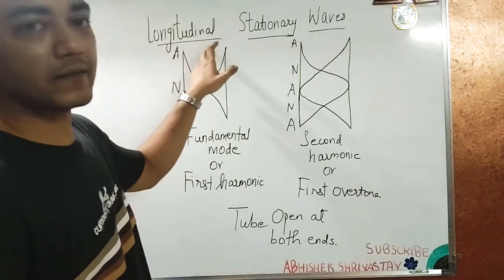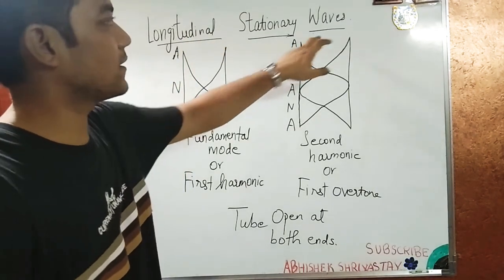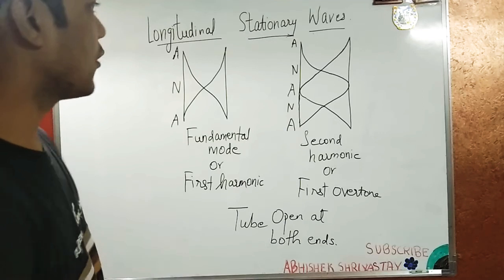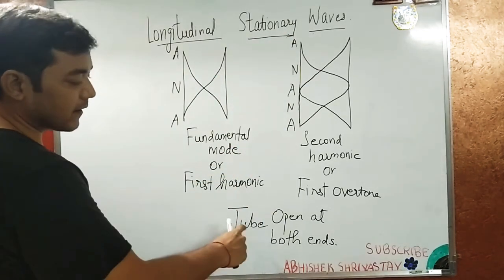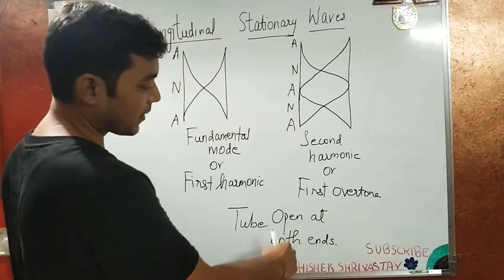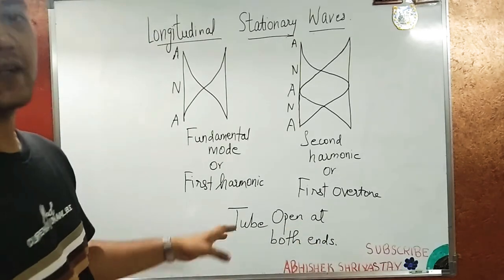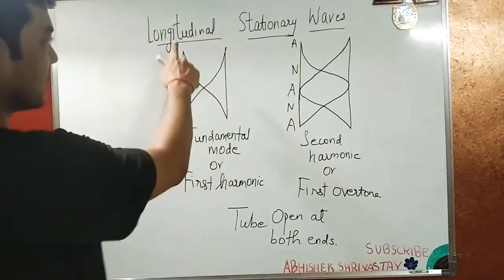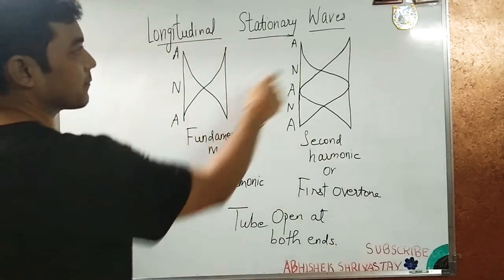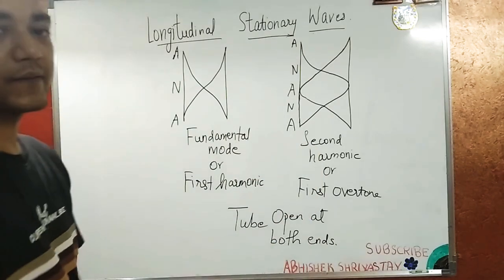We will be discussing longitudinal stationary waves. What are longitudinal stationary waves? Let us consider a tube which is open at both the ends, basically an organ pipe. This is the tube which is open at both the ends.